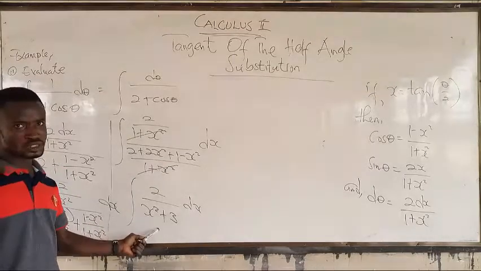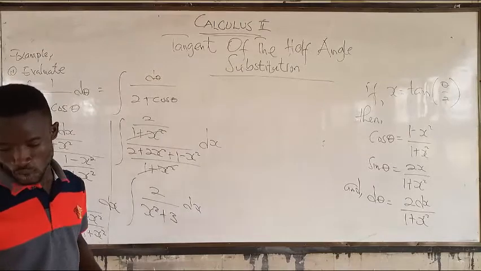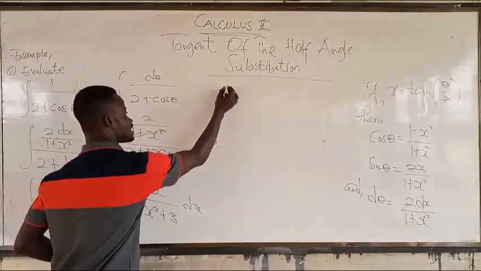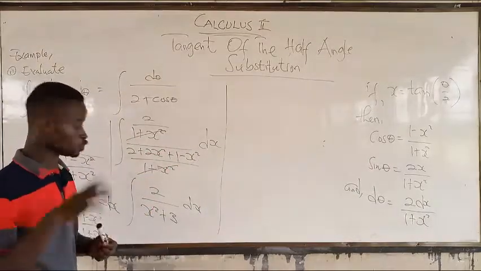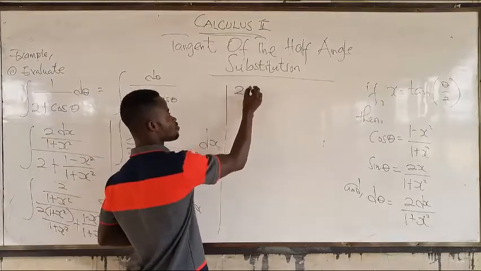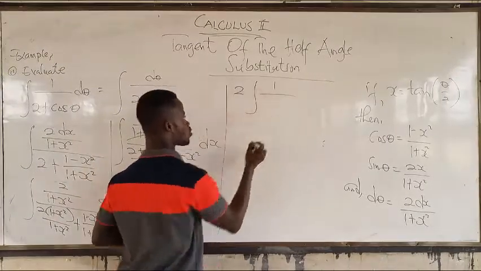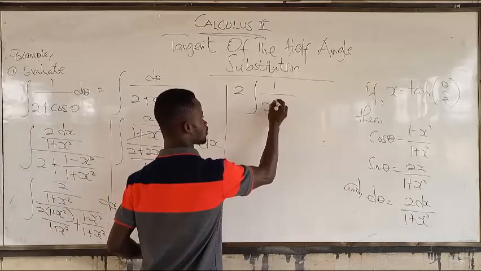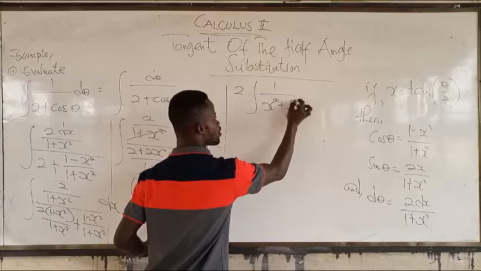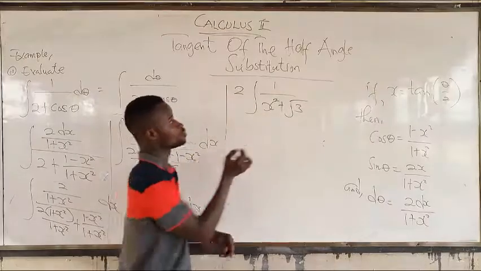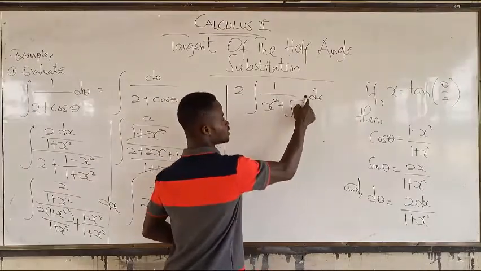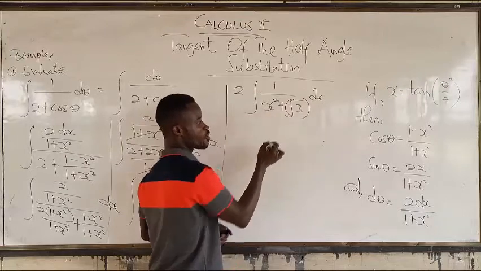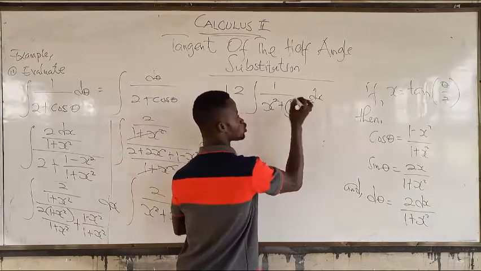Now, if you want to integrate this, it's just simple, okay? You want to let it be in a form that you know. And we can factor this 2 out. 1 over x squared plus square root of 3. And watch me. You create the square root, then you destroy it.